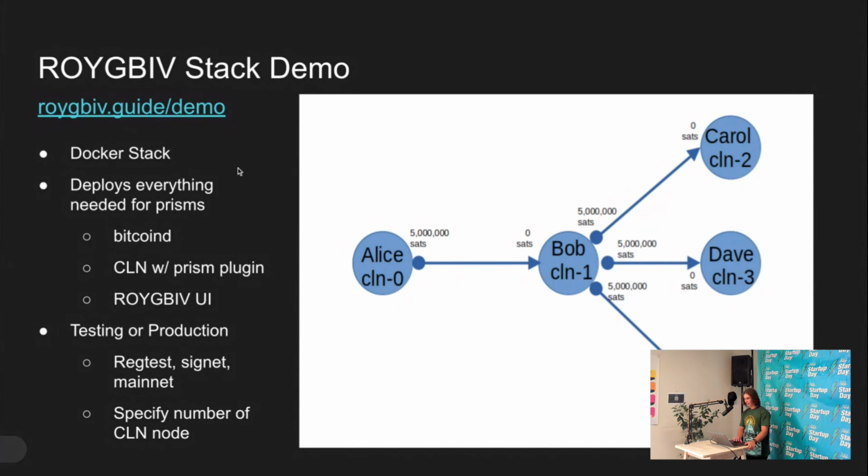And so you can use the royjibiv stack, which if you go to royjibiv.guide/PlebLab, there's a bunch of links there, and there's the GitHub there where there's a bunch of documentation on deploying the Rojibiv stack, and like Derek was saying, it's integrated into Sovereign Stack now as well. So if you want, you can use Sovereign Stack and deploy a CLN node with the Prism plugin and be able to create and receive payments to Prisms.